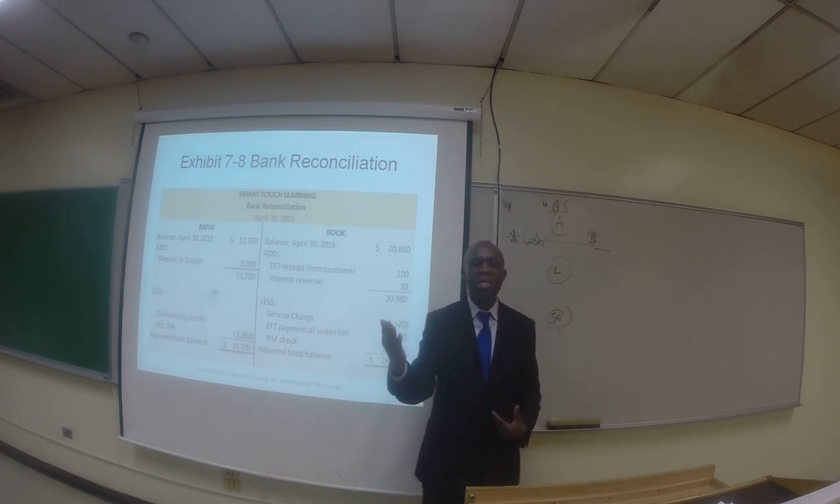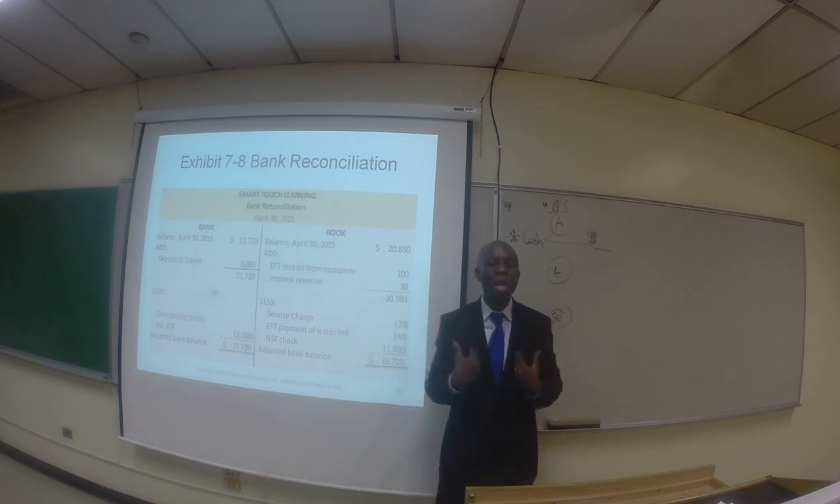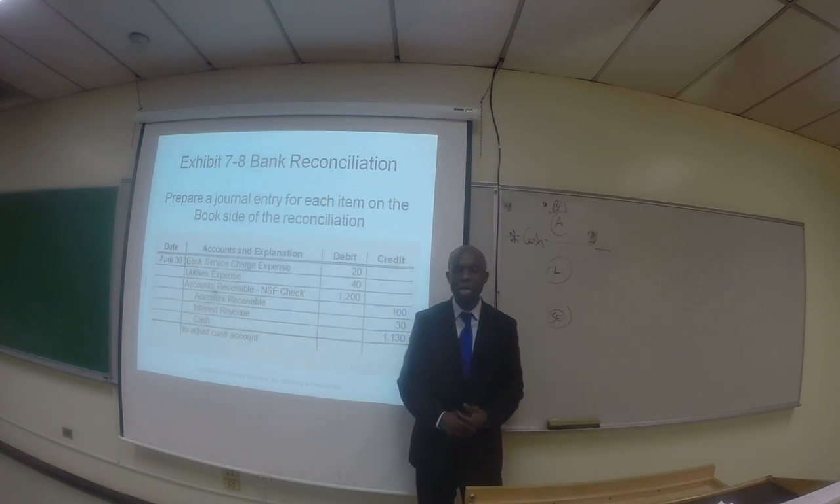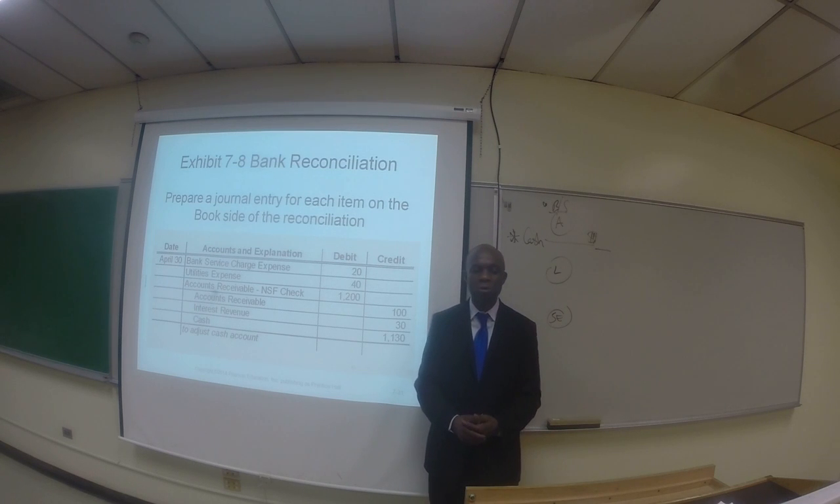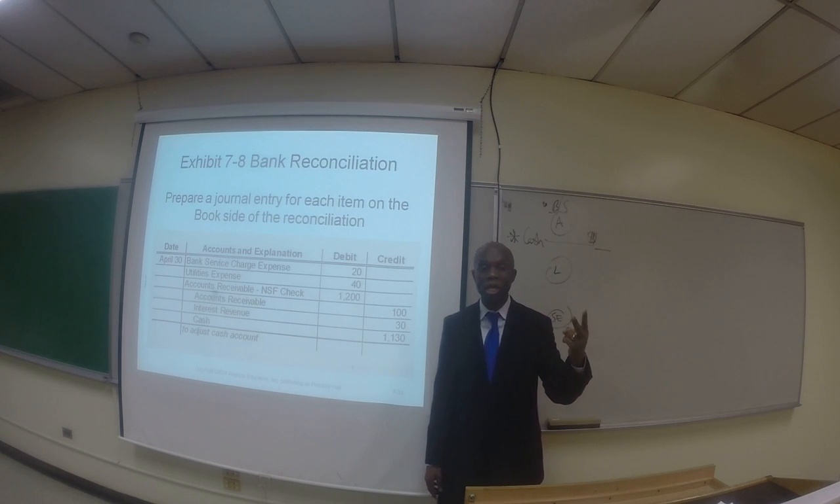Clearly, for example, take a look at the EFT receipt from the customer of $100. We have not recorded that because we were not aware of that transaction. So let's take a look at the related journal entry after the bank reconciliation has been performed. Look at what happened. We debit bank service charge for 20. We were not aware of that. That has not been recorded. Utilities expense that the bank paid on our behalf. We were aware of it, but we have not recorded it. So we debit the utilities expense for 40.